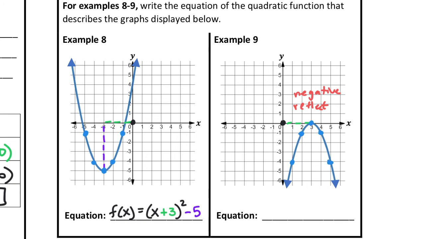So the function would be f of x equals, there's a negative in front with x minus 3 squared. Right, minus 3 because we went to the right 3, and there's a negative in front because there's a reflection. So that brings me to the end of the examples.